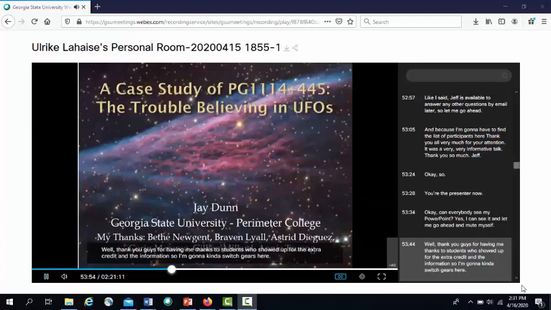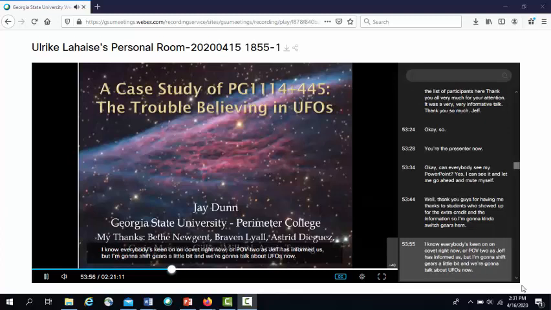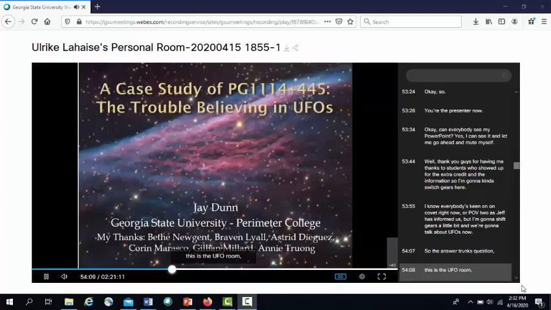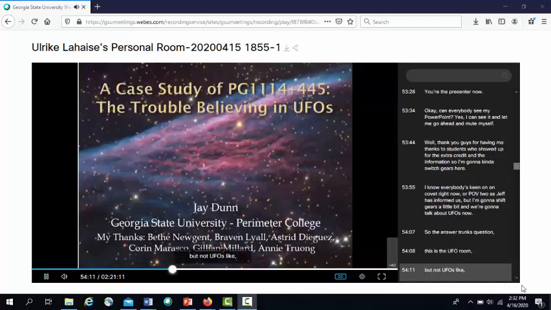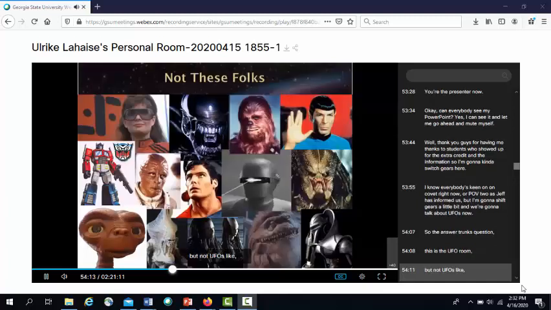So I'm going to kind of switch gears here. I know everybody is keen on COVID right now, or COVID-2, as Jeff has informed us. But I'm going to shift gears a little bit, and we're going to talk about UFOs. Now, to answer Trunk's question, this is the UFO room, but not UFOs like these.